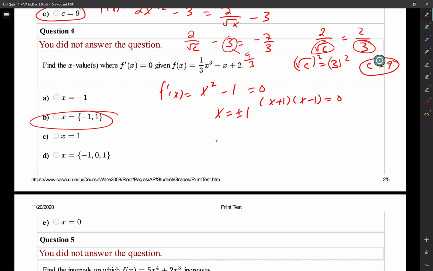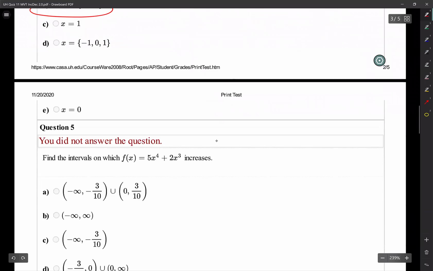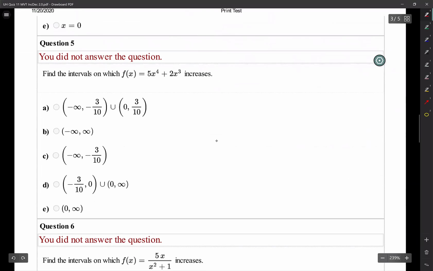Find the interval, f of x. Okay, I already see something that I disagree with. I don't like the way letter D is. Letter D. This does not have vertical asymptotes.